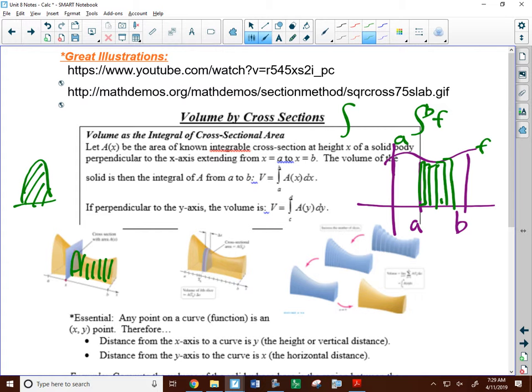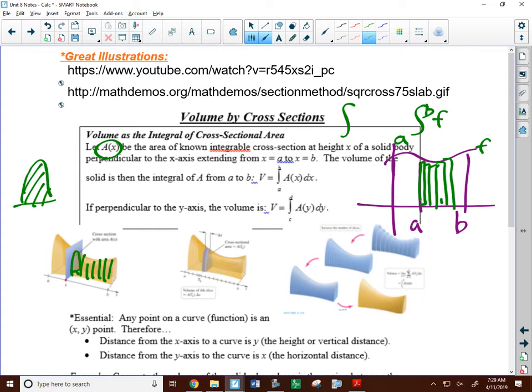So this is volume by cross sections, and I want to show you some illustrations of this that are helpful. But basically what it is, here I'm looking at the box, is A of x is an area function. For our purposes, it's mainly going to be like a square or a triangle or a semicircle, some area function we know. It really could be anything like this. And we'll do that as well. It could just be area under a curve, like that. That's the area function.